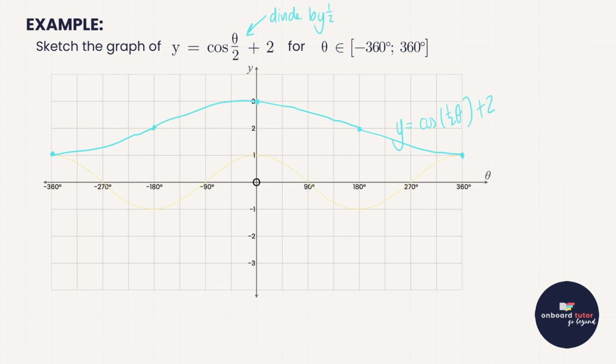But what you can do is just substitute in minus 360 into this equation, and that'll work. You'll be able to work out the y value and you'll get an answer of 1. And then you can substitute in minus 270. You're not going to get a very nice answer there. Then you can substitute in minus 180. If you type in cos 180 over 2 plus 2, you'll end up with an answer of 2, etc. And so you can plot this point by point if you are nervous that you're going to make some mistakes by adapting the parent graph.